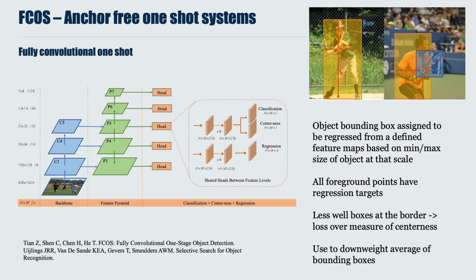So now into another anchor-free system, which is a one-shot system, slightly different in terms of how they consider what an object is, because here they try to consider objects at different scales, but every single point within the box for an object is actually counting and helping them define the final bounding box. So all foreground points have regression targets.